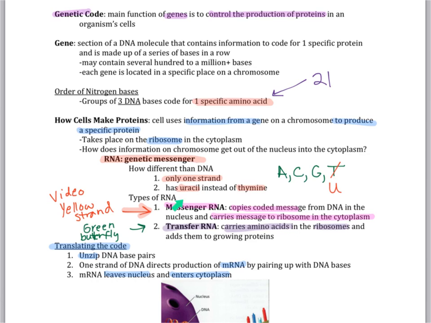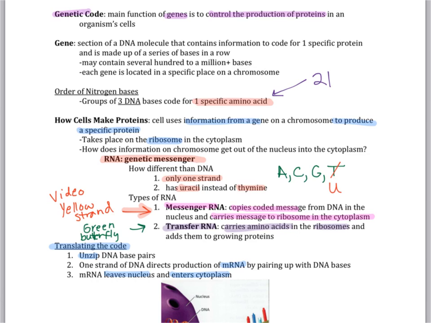There is messenger RNA, which are copies of the coded message from the DNA that is made in the nucleus, and it exits through the pores in the nuclear envelope, and it carries the message to the ribosome in the cytoplasm. And then there's something called transfer RNA, which actually works to carry the amino acids to the ribosome and help add them to the growing protein.